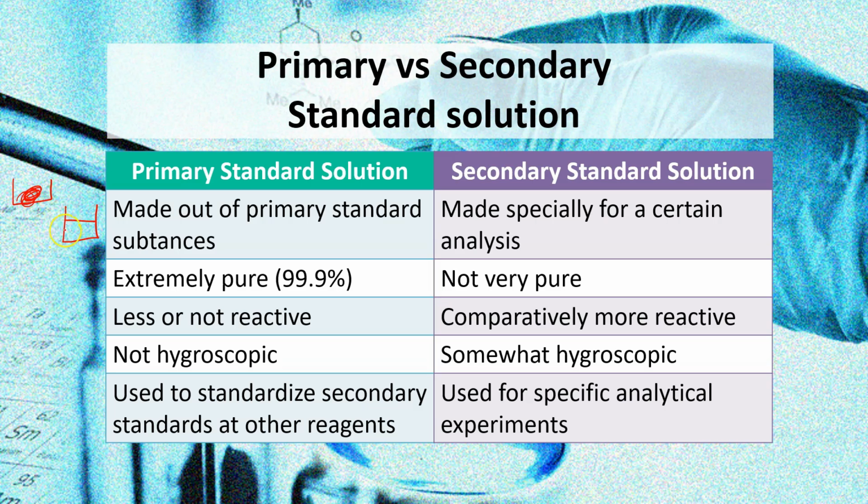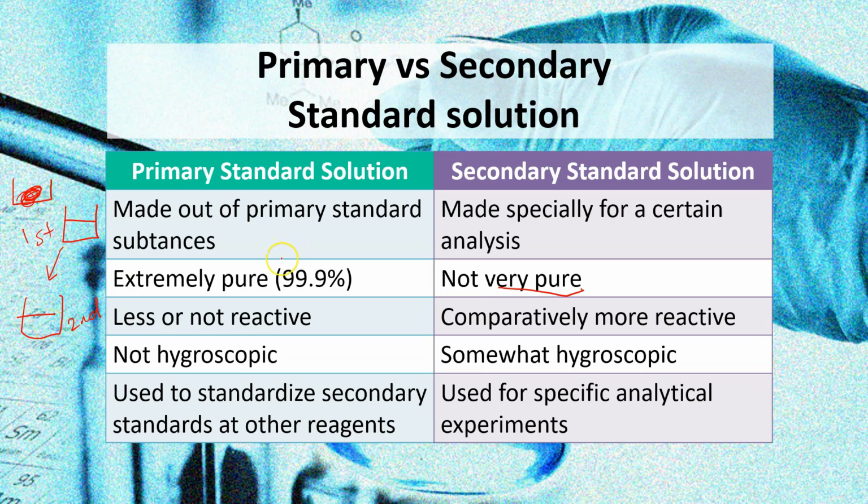Normally, the secondary standard solution is made from the primary standard solution. For example, the primary standard solution will be diluted to form the secondary standard solution, which has a lower concentration than the primary standard solution. Next, the primary standard solution is extremely pure, 99% of the compound, because it is made from the pure solid of the compound. However, the secondary standard solution is not very pure, because it involves a dilution process from the primary to the secondary standard solution.